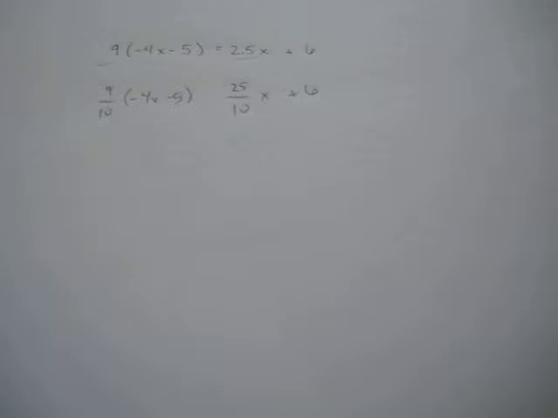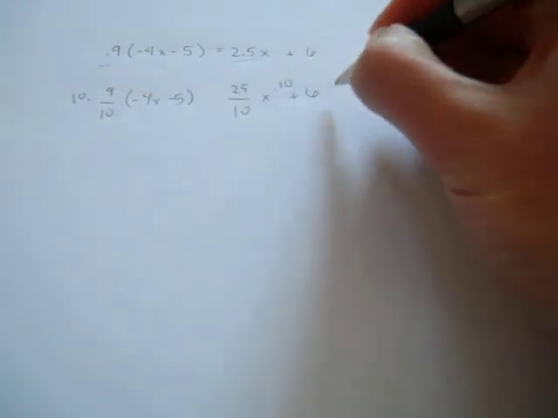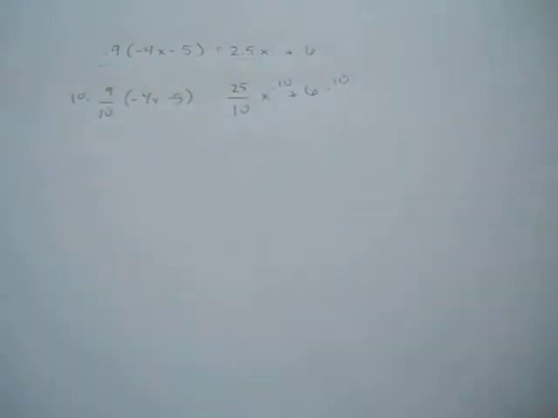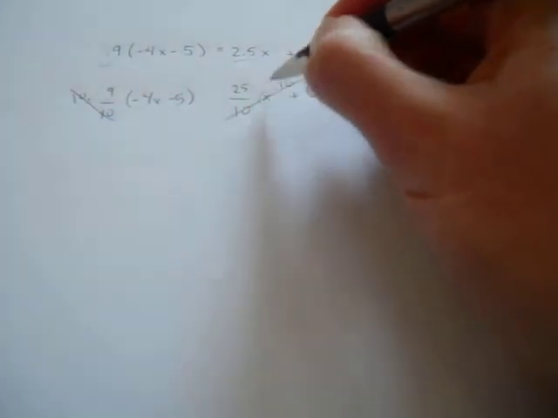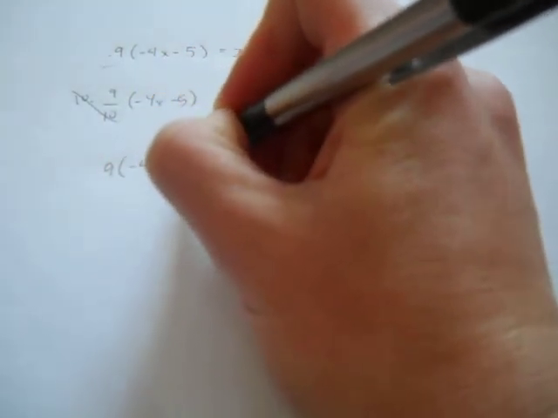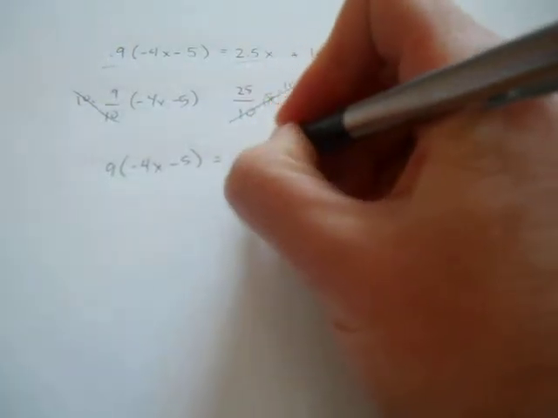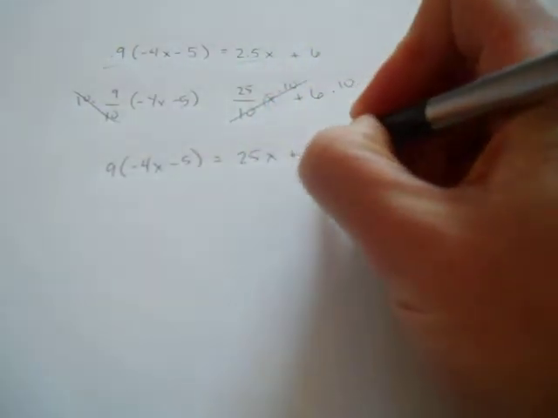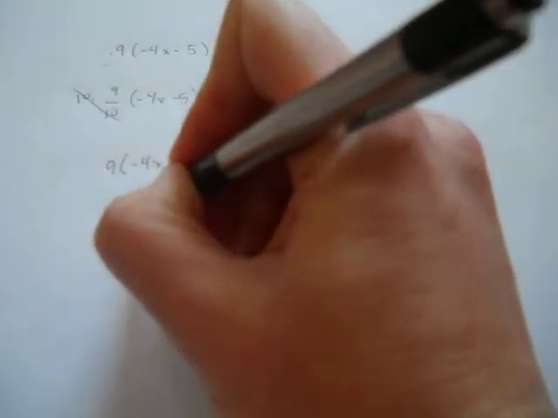So we'll multiply by the common denominator between these two, multiply every term by 10, and that will cancel the fractions here and here. Sorry, there's still an x there. And then this becomes 60. So we're left with 9 times negative 4x minus 5 on this side, and then 25x plus 60. And now this is just like all the other problems you've been working on.